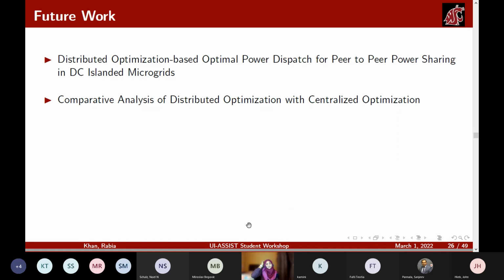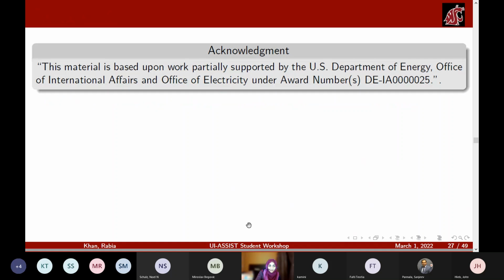In future, we plan to include a distributed optimization technique for the same optimal power dispatch, where each household and nanogrid has its own capability to control how they share power with one another. Then we will do some analysis of distributed optimization versus centralized optimization.